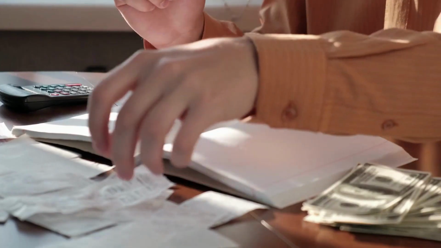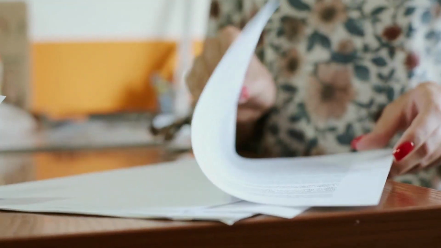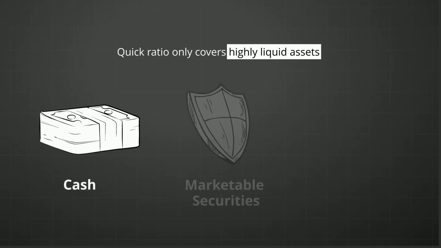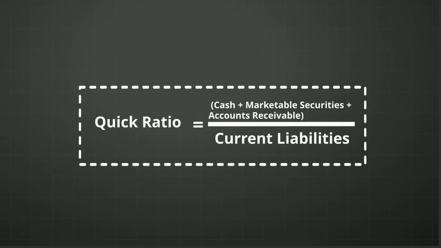Second metric that matters, quick ratio. Similar to the current ratio, it also gauges liquidity or the ability to pay off existing debts. However, they differ on the assets considered for repayment. The quick ratio only covers highly liquid assets such as cash, marketable securities, and accounts receivable. Dropshipping accountants calculate it as follows. Quick ratio is equal to cash plus marketable securities plus accounts receivable over current liabilities.